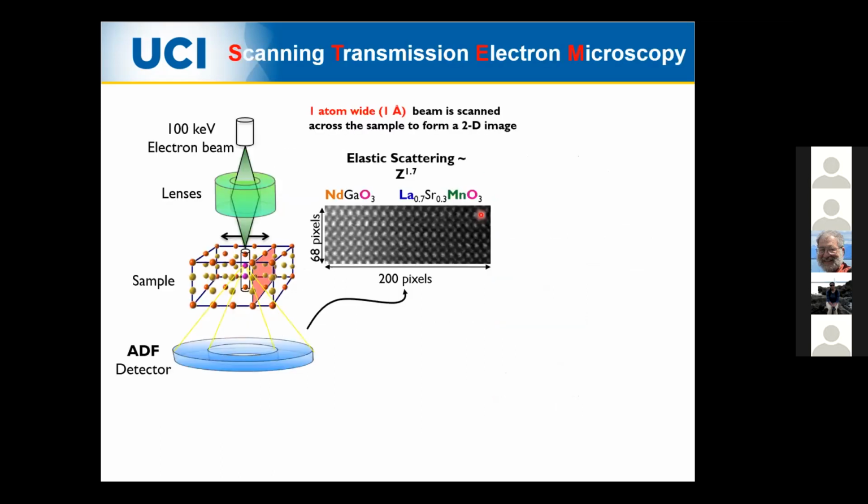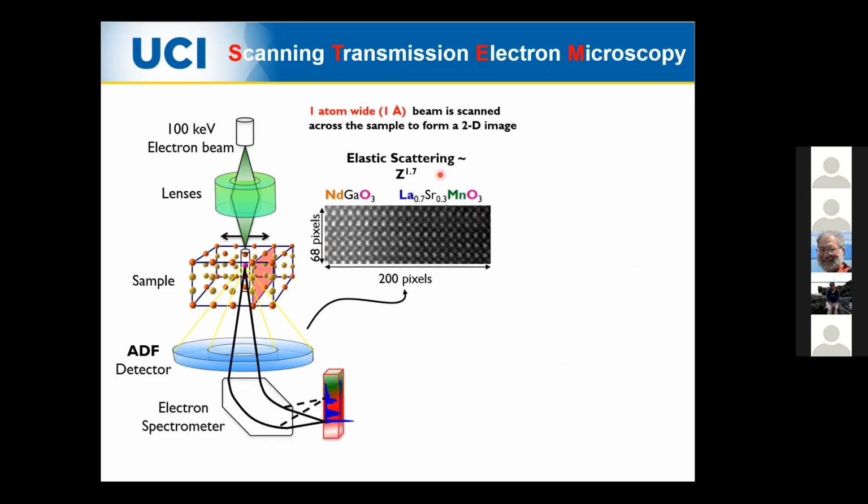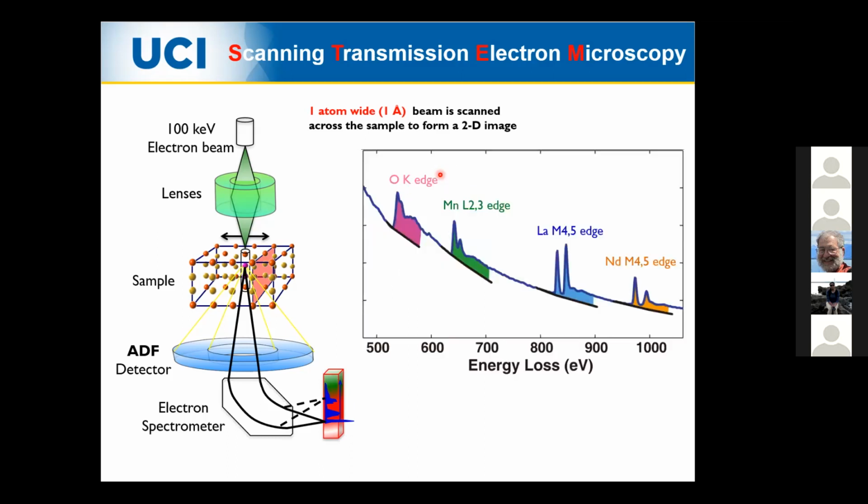I'm going to show some images later, right? And of course, we can also operate the microscope in a so-called scanning way. Basically, we focus the electron beam prior to the sample and scan it on the sample at the atomic scale. That will also build up atomic scale images by collecting the scattered electrons. And it can also give you chemical information. This is called electron energy loss spectroscopy, which is very similar to X-ray absorption spectroscopy.